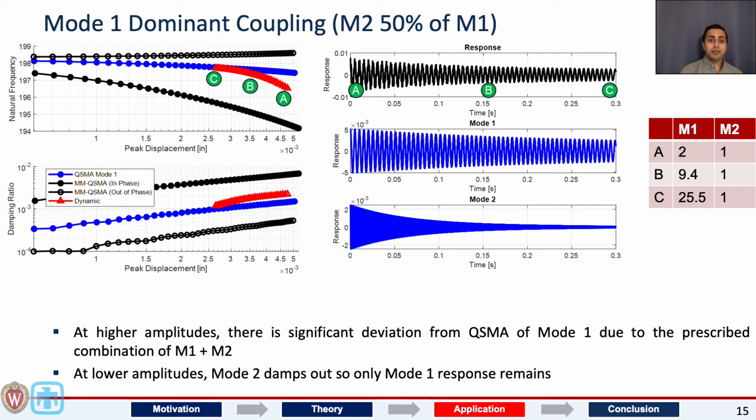What this is due to is the increase in damping for mode 2, so only the response for mode 1 remains. And hence we see that at lower amplitudes, hence later in the time history, our dynamic response converges to our single mode QSMA. What is also interesting is that multimode QSMA in phase and out of phase are at a 2-to-1 amplitude ratio, yet are able to capture, in the form of a bounding box, the 10-to-1 and 25-to-1 amplitude ratios between modes 1 and 2.